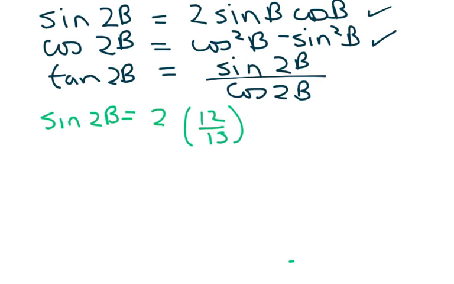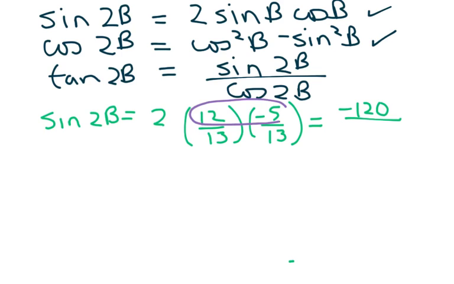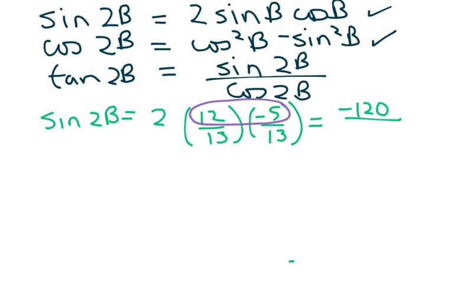And cosine of beta is negative 5 over 13. So that's going to equal negative 120. This equals, I'm doing this in my head, 60, or negative 60 times 2. And go back. So that would be 169.